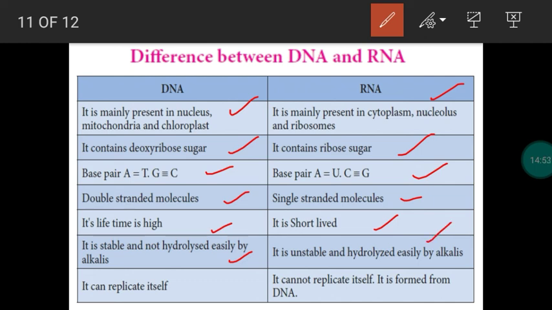Then the replication process. DNA replication is common. DNA can replicate itself, but RNA cannot replicate itself. It has to be formed on the surface of DNA. It is synthesized on DNA, so it won't replicate itself. So these are all the differences between DNA and RNA molecules.